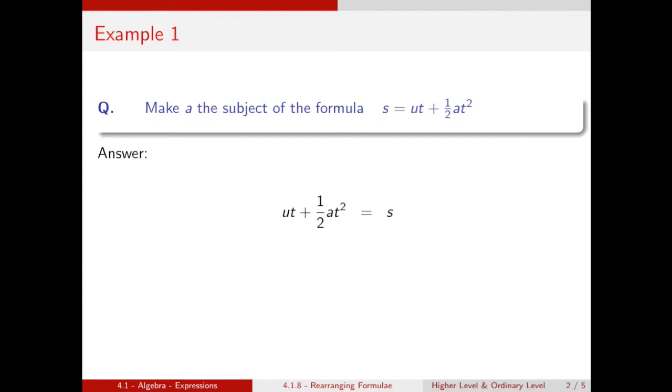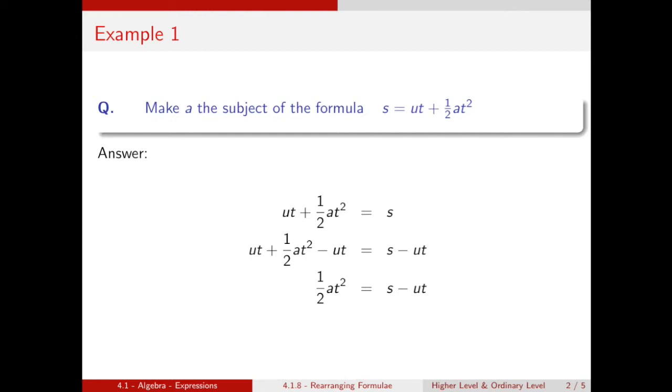Now I want to rearrange my formula so everything not involving a is on the right hand side of the equal sign. So firstly, I can subtract ut from both sides. So I've got the left hand side minus ut and the right hand side minus ut. On the left, ut minus ut is 0, so I'm left with a half at squared, and on the right I've got s minus ut.